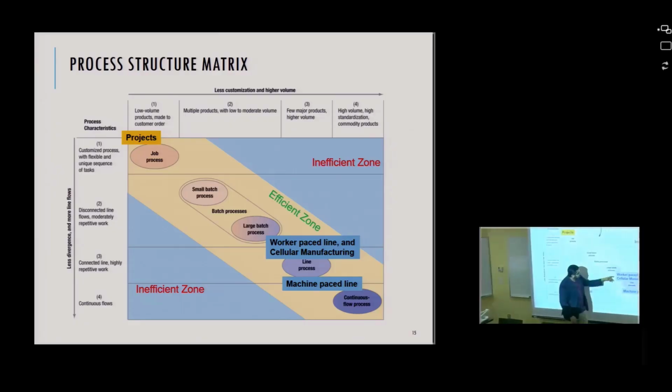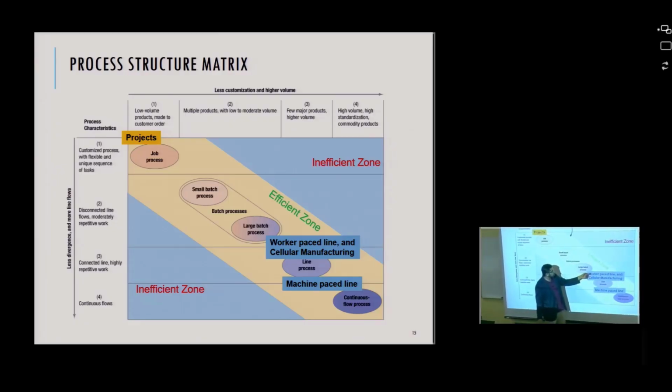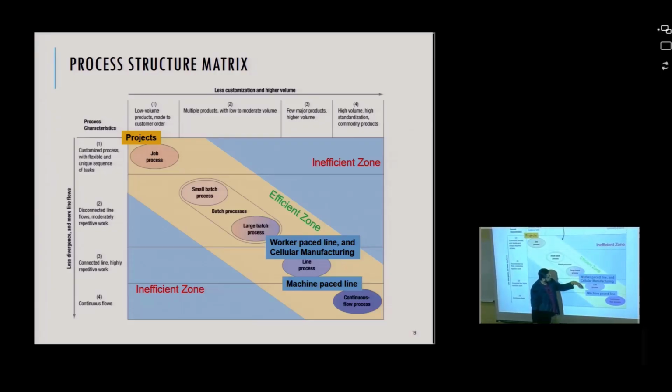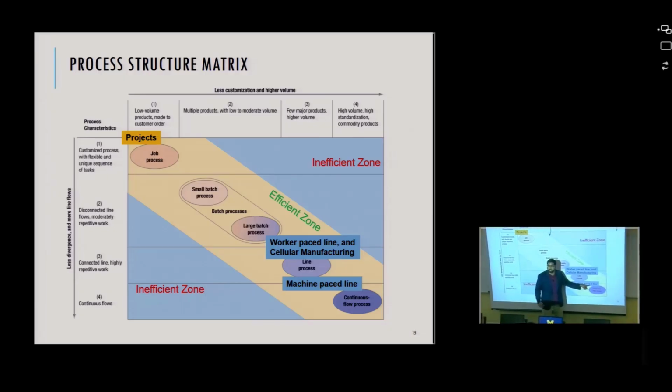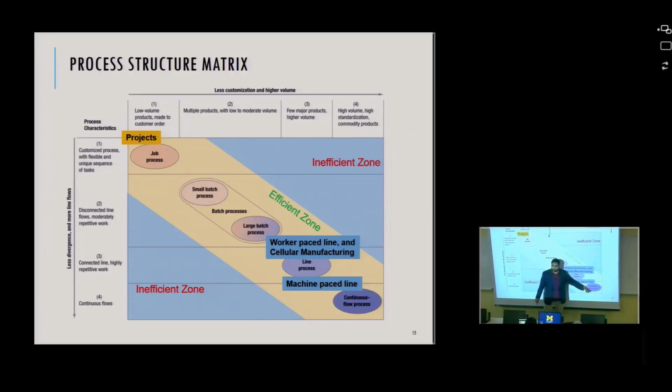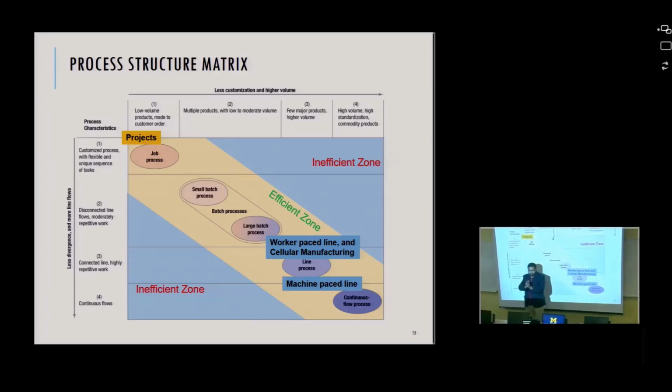Okay? And you can see that worker-paced lines are close to small batch processing with small batches, whereas machine-paced lines are very close to continuous flow. Because if you speed up these lines, standardize work more, automate more, you're going to end up here, right? So they kind of blend into each other.